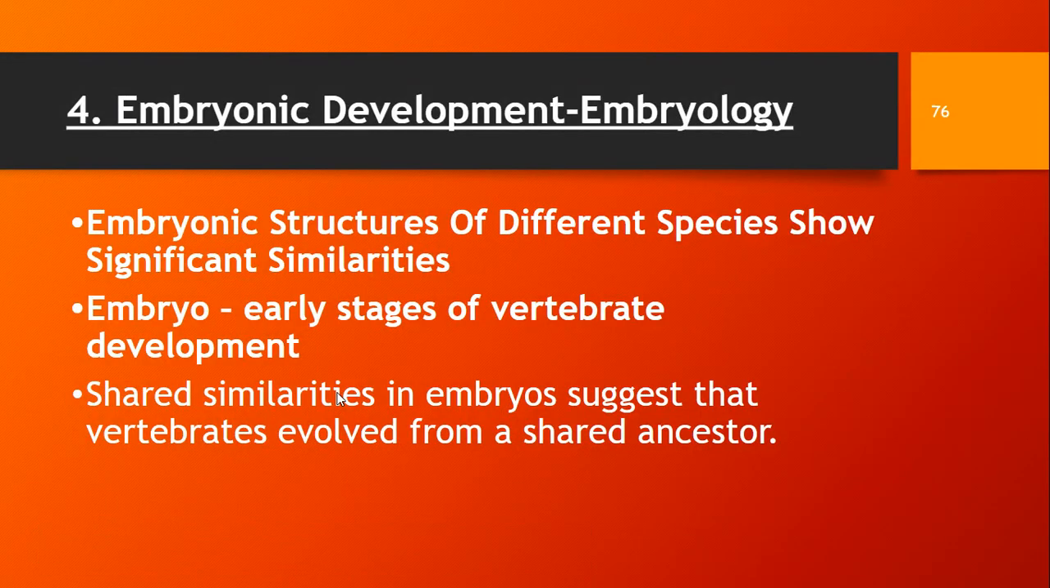All right, moving on. Embryonic development or embryology. This is just when the babies are developing, like that would be us in the womb, or chickens in an egg, so either in an egg or in a womb. The embryonic structures tend to look very similar at first, and then they start to spread out and change. And since they all look similar at first, this suggests that vertebrates evolved from a shared ancestor.